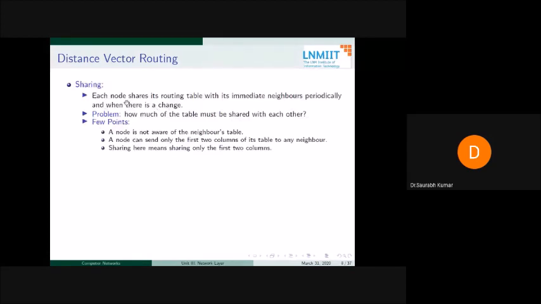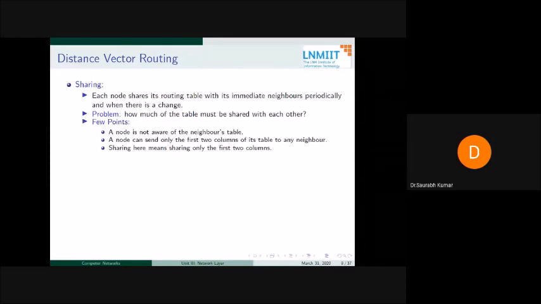Each node shares its routing table with its immediate neighbors periodically, and when there is a change in the network. So what is the problem involved? How much of the table must be shared with each other? If one observes carefully, a node is not aware of its neighbor's table. The best solution for each node is to send its entire table to the neighbor and let the neighbor decide which column to use and which to discard.